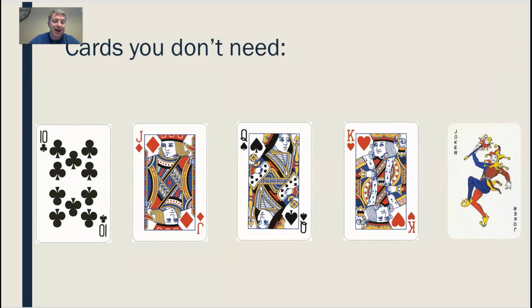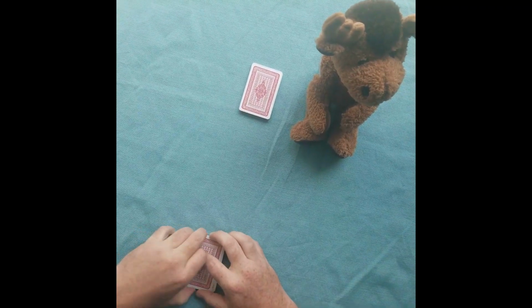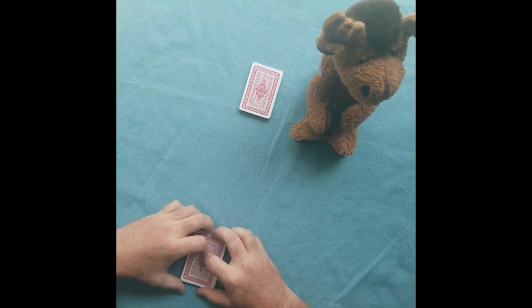These are the cards you do not need. You don't need 10s, you don't need jacks, queens, kings, or jokers, okay? Let's get started playing. Okay, friends, you play this game as you would regular War.